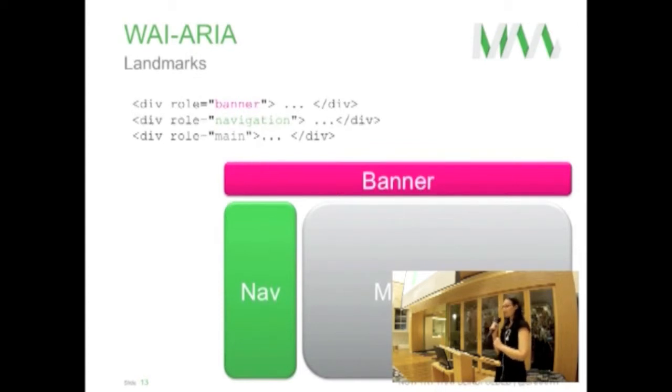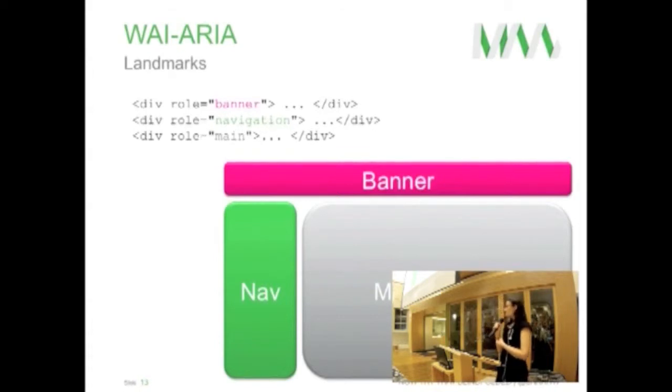So there are some obvious ones. Often you'll have your logo up the top, which is part of a banner. You might have your main navigation down the left-hand side, and then the main content area. As you can see, you can actually assign role attributes and give them a name, which is specified within the ARIA specification. So this particular area is a banner, this is a navigation, this is main content.